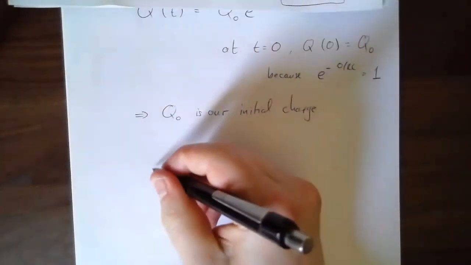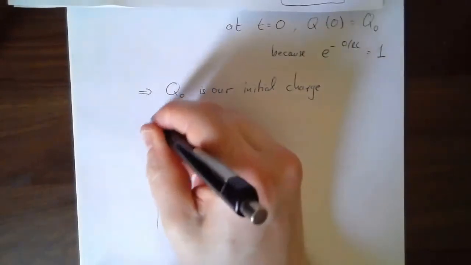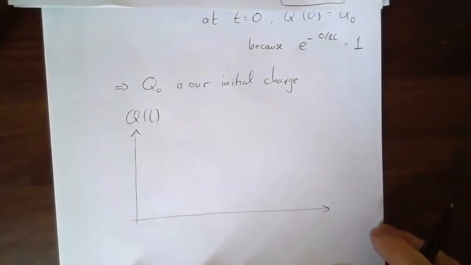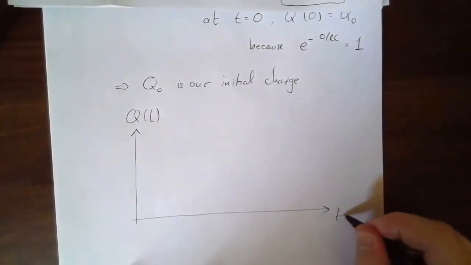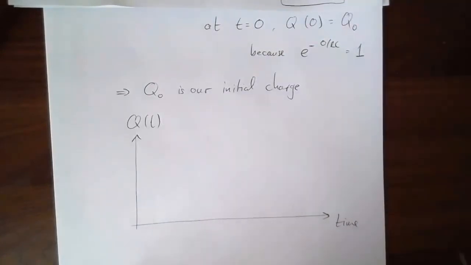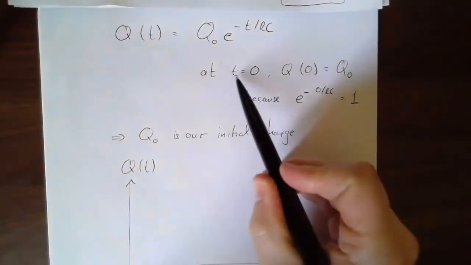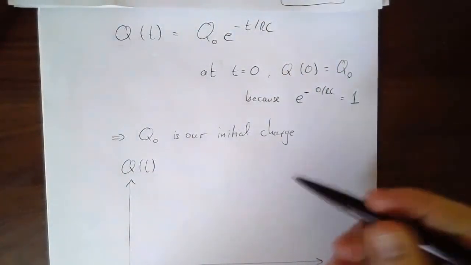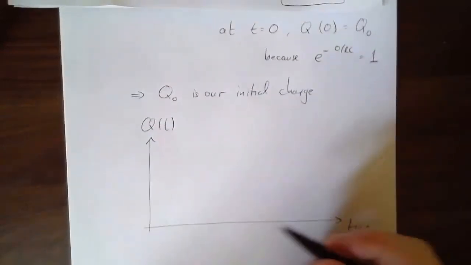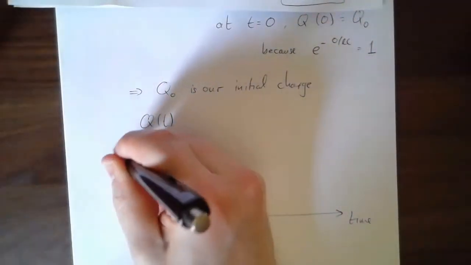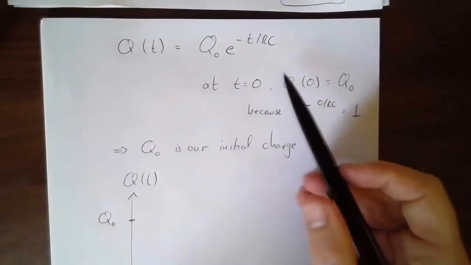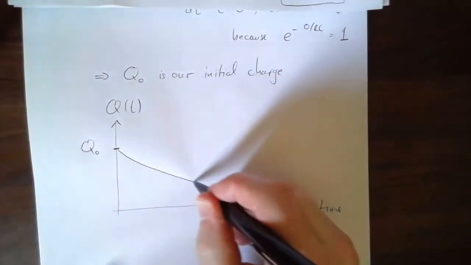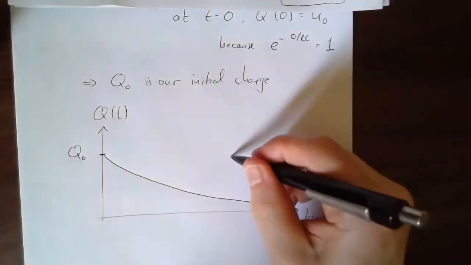Let's plot a function of this. Then we're going to put the charge here, and I'm going to put time. So at time equals 0, the charge is Q naught, some finite value, 3 coulombs, 5 coulombs, whatever you have in your capacitor. We'll put it here. Now, if you plot this function, e to the minus t over rc, it's going to have this kind of shape. It's called a decaying exponential.